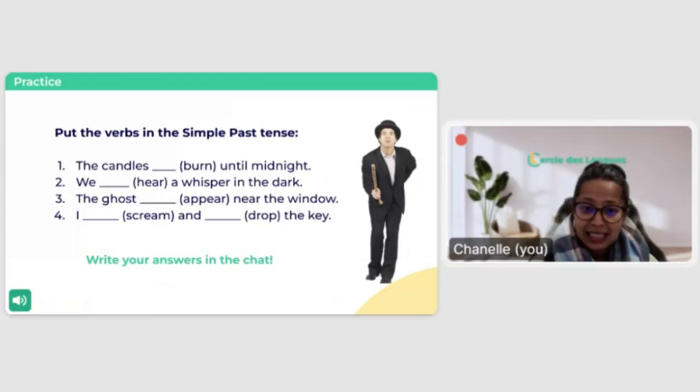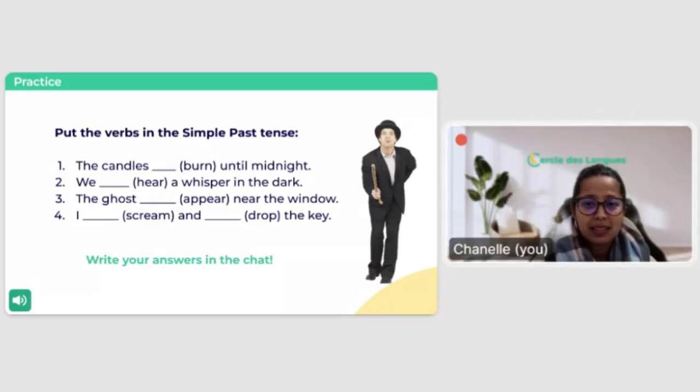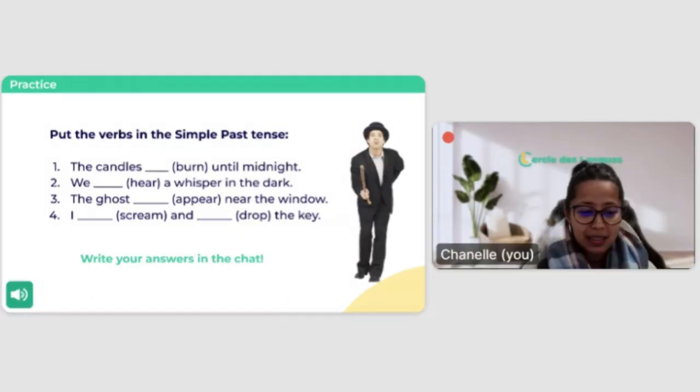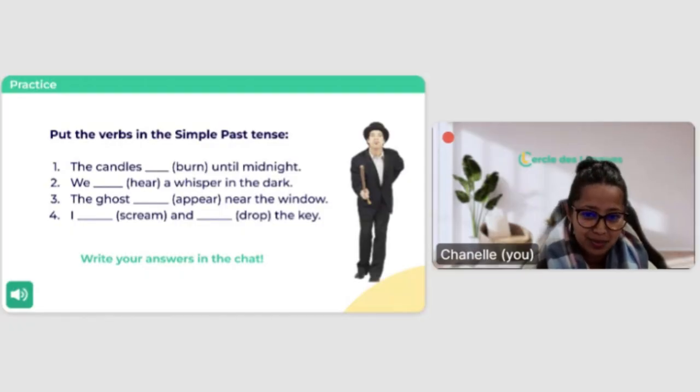So let's do a little exercise together. Please put your responses into the chat. Put the verbs into the simple past tense. The candles burn until midnight. What is the past simple for burn? If you would like to, you can put your answers into the chat so we can share them. Is it regular or is it irregular?